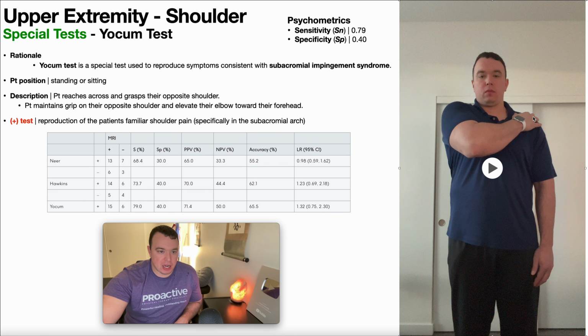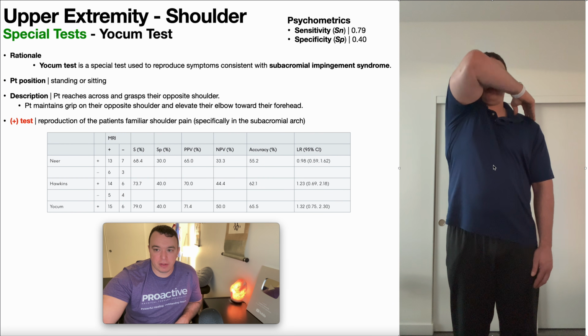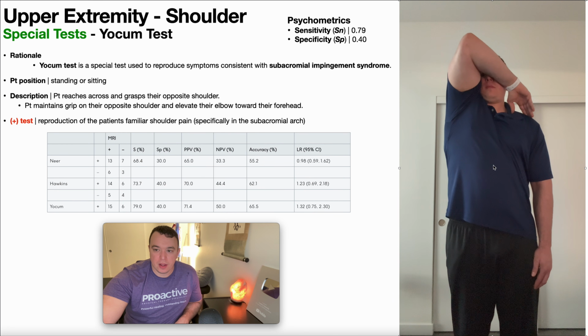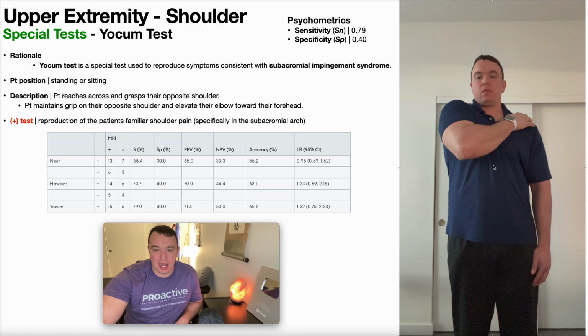Now from here, the patient's going to maintain their grip on that shoulder and elevate their elbow toward their forehead. So that will look like this. So actively elevate the elbow towards their forehead, and then lower back down, okay? That's Yocum's test. Now, what is a positive test?